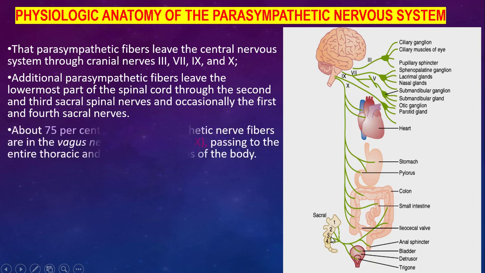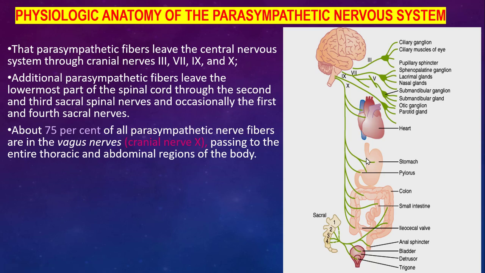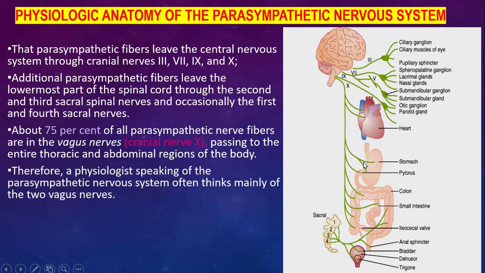About 75% of all parasympathetic nerve fibers are in the vagus nerve, the 10th cranial nerve, passing to the entire thoracic and abdominal organs of the body. You can see that in the thorax, the heart and lung, and the abdominal organs are supplied. Therefore, a physiologist speaking of the parasympathetic nervous system often thinks mainly of the vagus nerve.